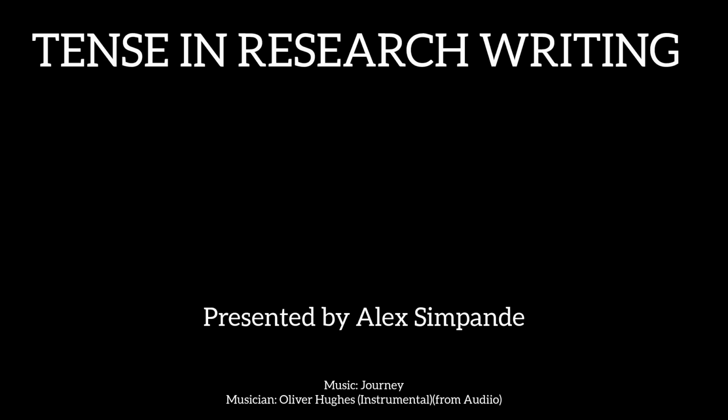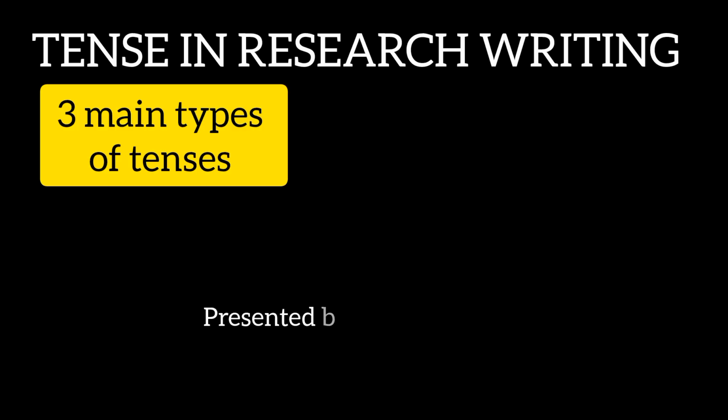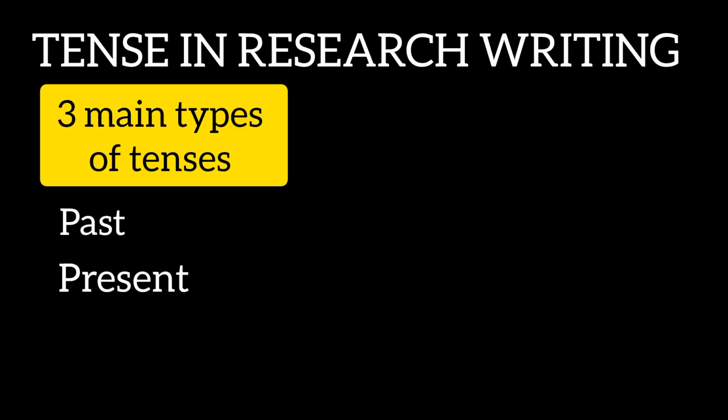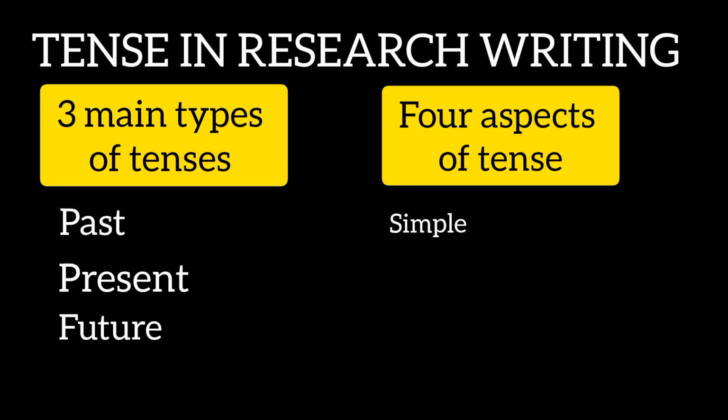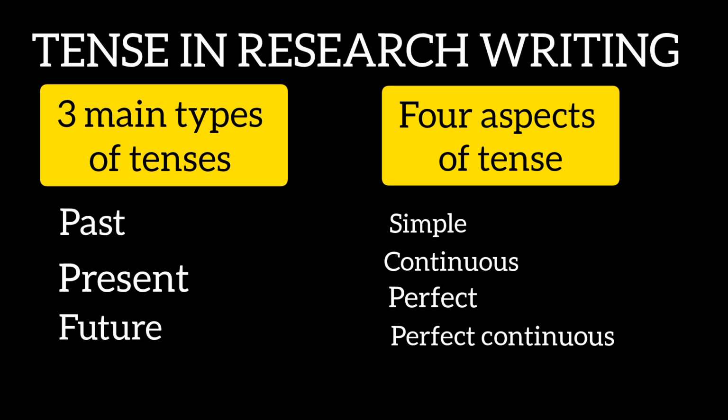The last video introduced you to tense as an important part of writing in academic contexts. We say that there are three main types of tenses: the past, the present, and the future. These three main tenses can be expressed in terms of four aspects, which are simple tense, continuous tense, perfect tense, and perfect continuous tense. In this video, I am going to walk you through how to use the different types of tenses in the different sections of an academic paper.